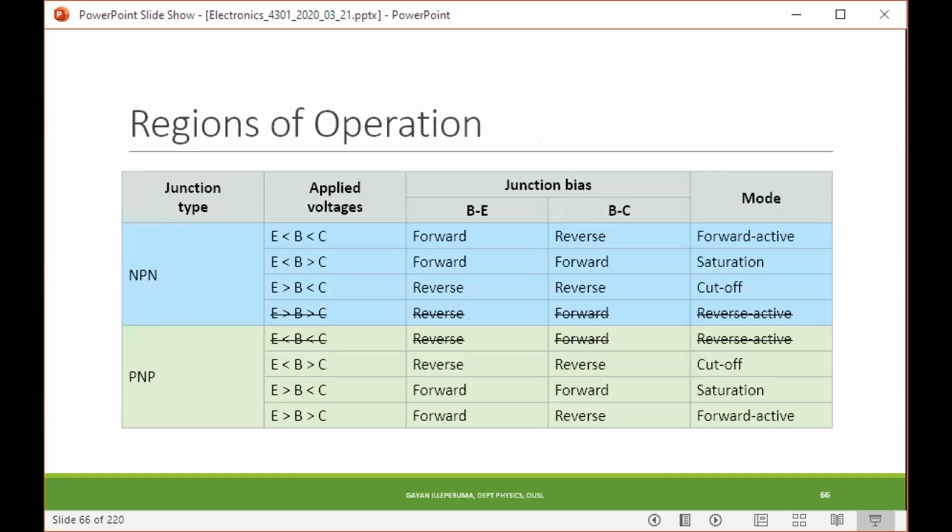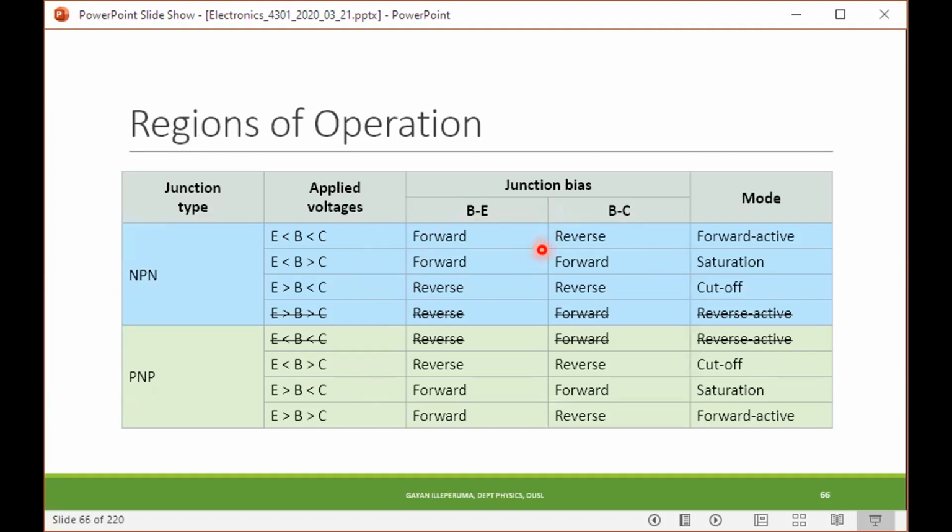So this is the same thing, but now described using a table. There are 4 different modes, but forget about the 4th one. I will not cover that one. Reverse active is not in the syllabus. I put it here just so it will be complete. So when I ask for the exam, say 3. Okay.